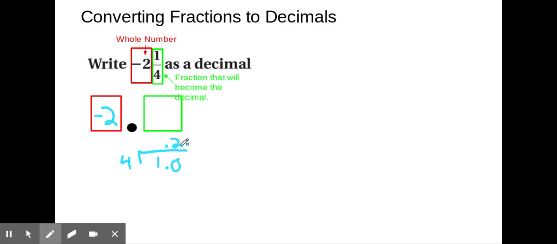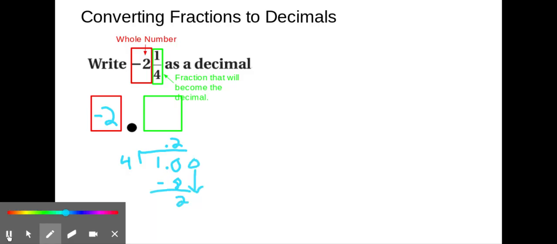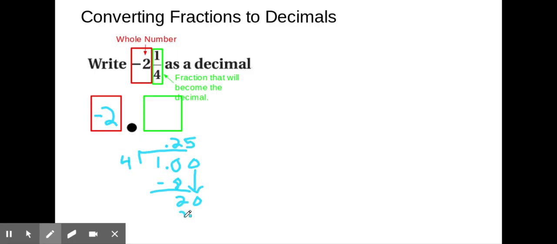And 2 times 4 equals 8. So I'm going to subtract 8. So 10 minus 8 equals 2. And I'm going to go ahead and bring down another 0. So how many times does 4 go into 20? Well, 4 goes into 20 5 times. 4 times 5 equals 20. And I am left with 0. So 20 minus 20 equals 0.